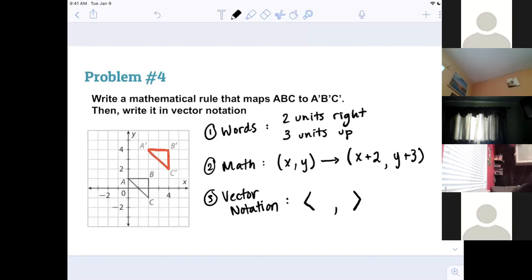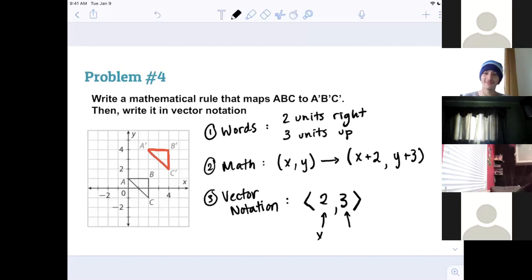2, 3. Yes, girl, you got it. 2, 3. That's all it is. So notice, the first number in vector notation is the same as the x, and this one's the same as the y. It's just a shorter way of writing it.